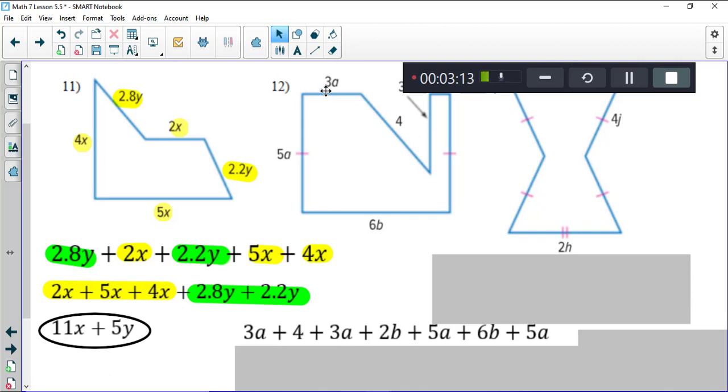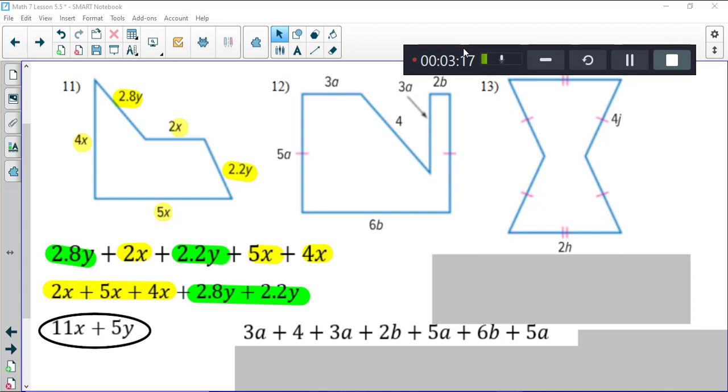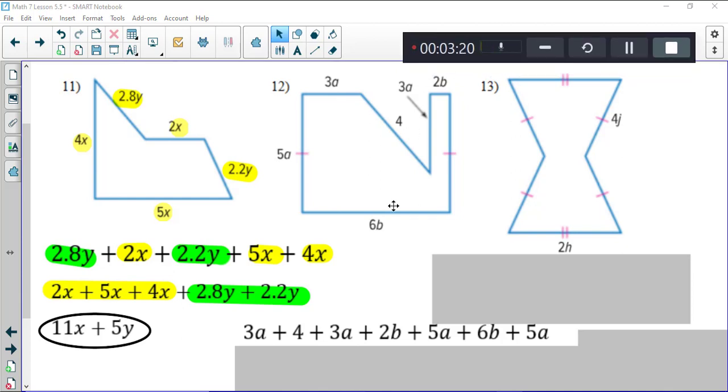So I've got 3a plus 4 plus the 3a that's at the top plus 2b. And then we've got this little tick mark here, and you might wonder what that represents, but it means that it's equal to the side that's across from it, which also has that single tick mark. So this side, we don't exclude it. We have to use 5a to represent that. So that's this 5a that we have here, plus 6b plus 5a.